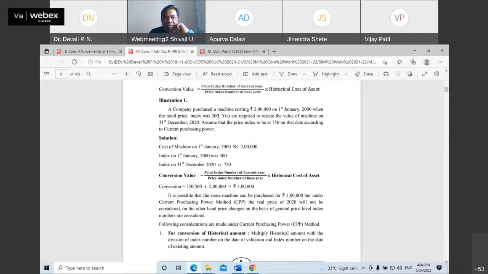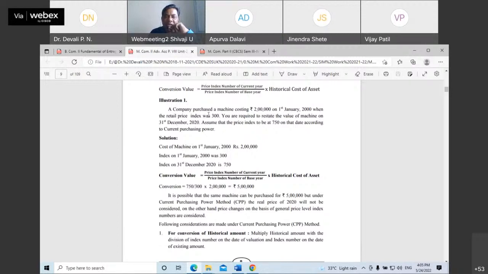When the retail price index was 300. See, if the retail price index is not given, it is not possible to calculate the conversion. So the index is very important, and that's why this is the limitation of inflation accounting. If we are not getting the index, we can never calculate the particular inflation or any other conversion factor like this, or inflation price also.